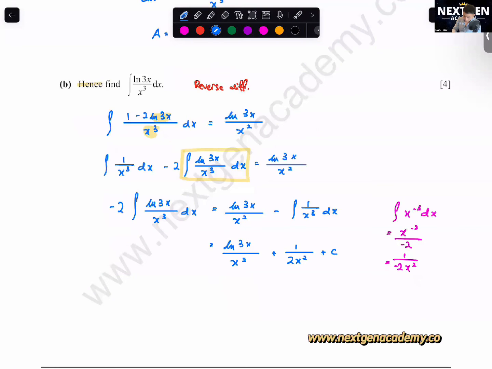Okay, there's one more minus 2 over there. So I'm going to divide negative 2 to all the values. So integrate ln 3x over x cubed gives ln 3x over 2x squared, with the negative put up here. This one also I put the negative up here, and it will become 4x squared. This c you don't need to divide by a negative, because we don't know the value of c. C is just a constant, so it's not necessary to divide it by negative 2. Okay, this will be your final answer.